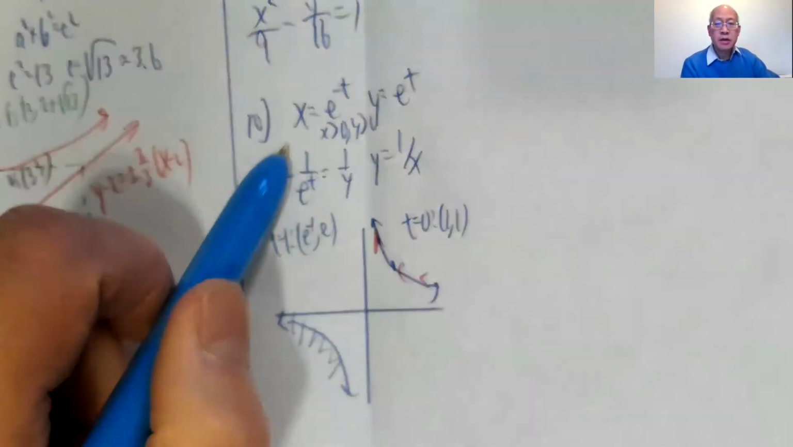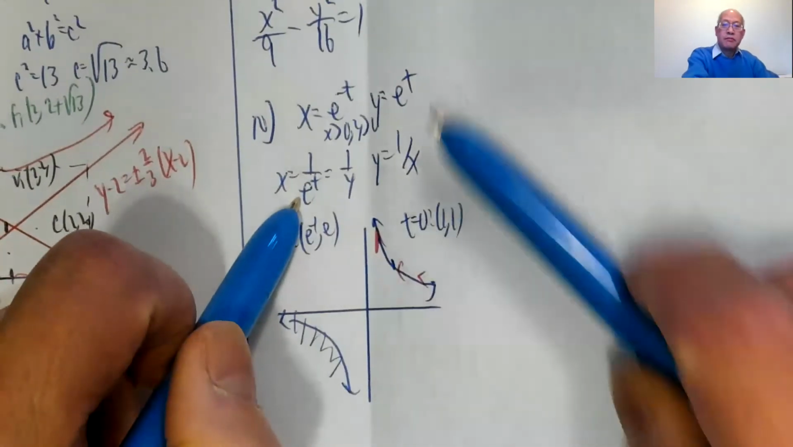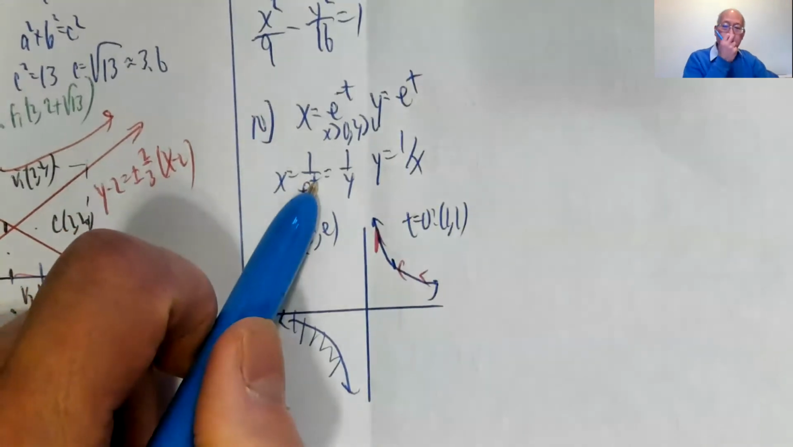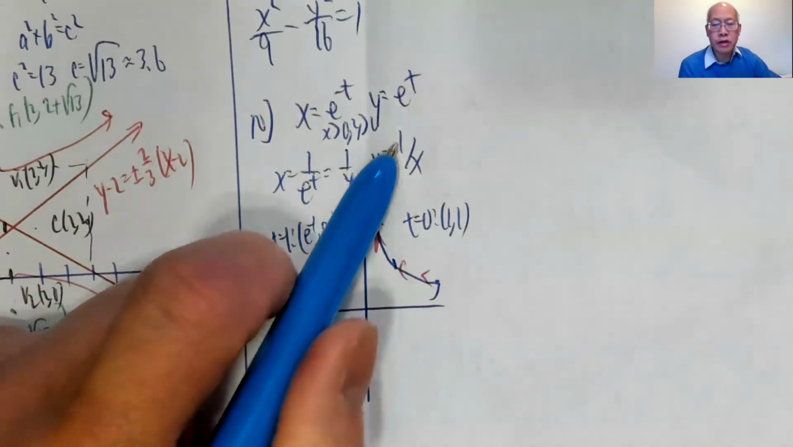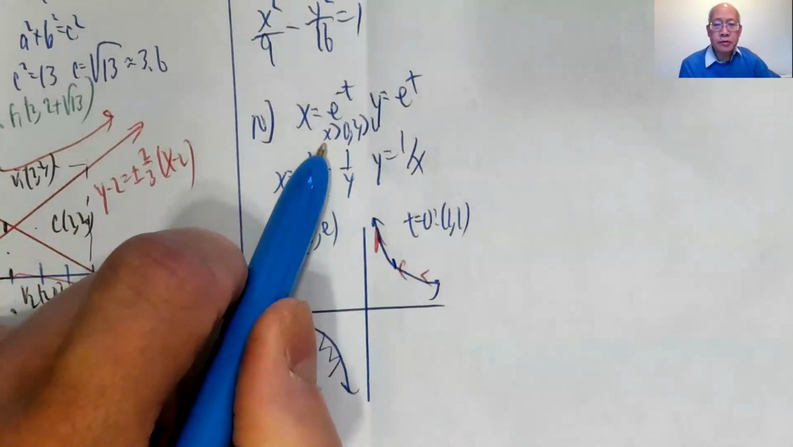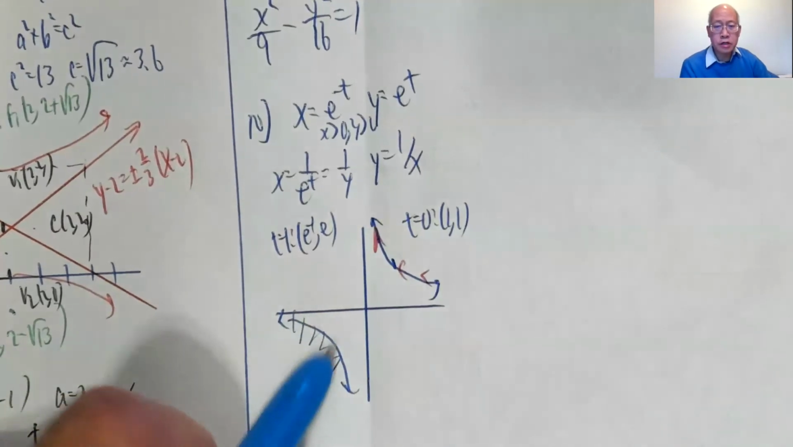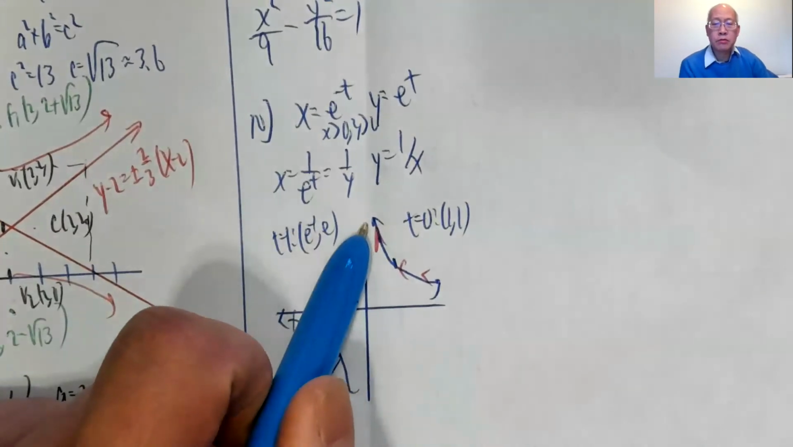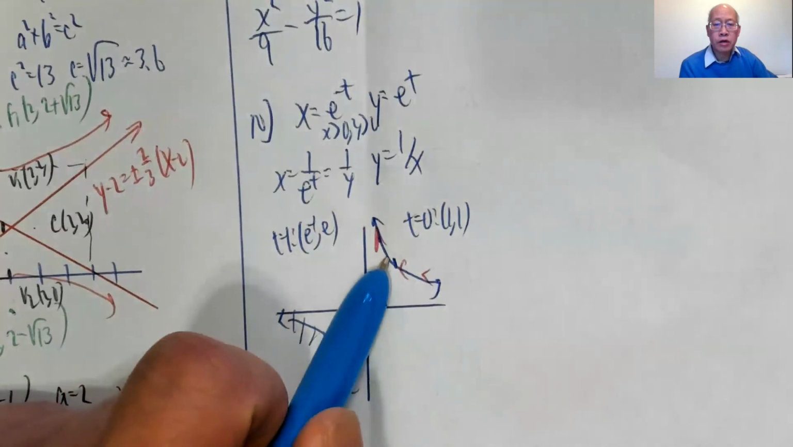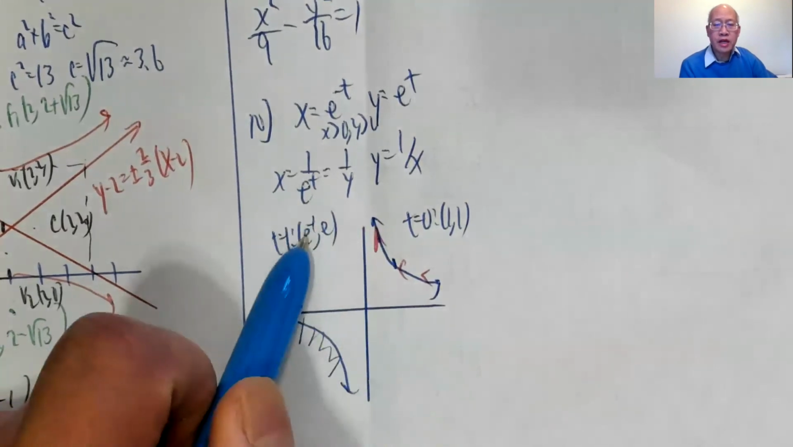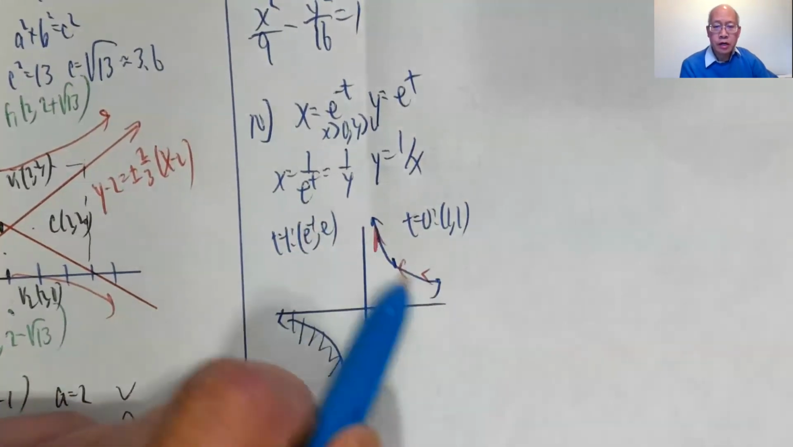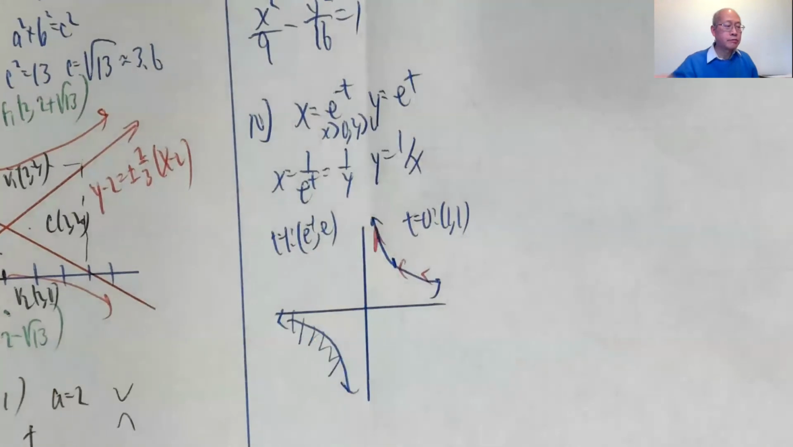Number 10, x equals e to the negative t, means x is 1 over e to the t, but e to the t is y. So x equals 1 over y. A little bit of algebra says y equals 1 over x. Both x and y have to be greater than 0. So I don't have this branch here, so I cross this out. Which way is the particle moving? Plug in 0, I'm at (1, 1). Plug in 1, I'd have e to the negative 1, e, which is going this way. So the graph is going up like so. Right, so this is solutions to exam 6 of Math 222.